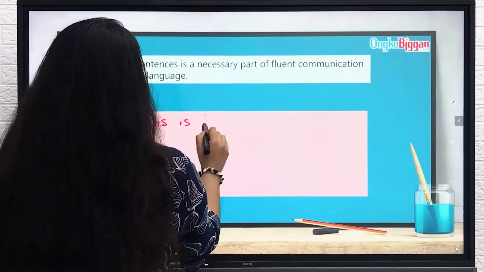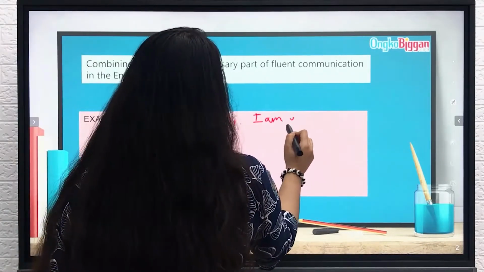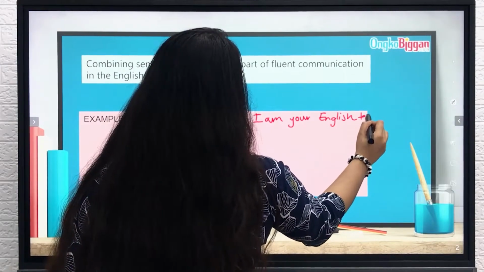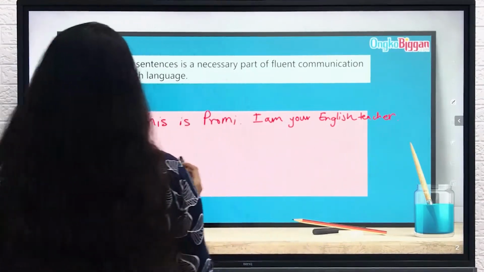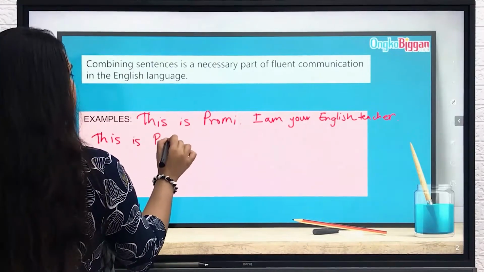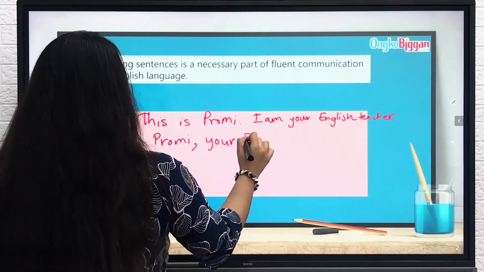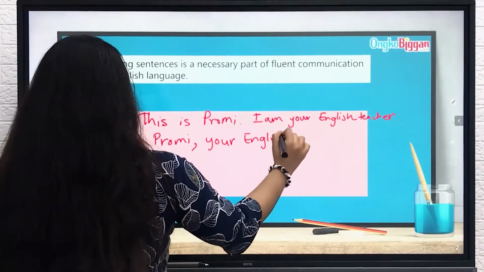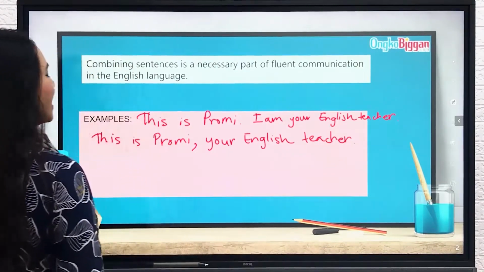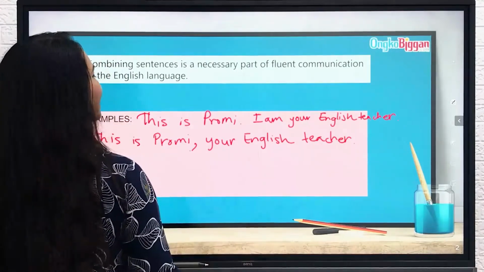this is Promi, full stop, I am your English teacher, full stop, you can say this is Promi, comma, your English teacher. They mean the same, but this is how two simple sentences have been converted to one by using this comma and by using the omission of the words I and am.